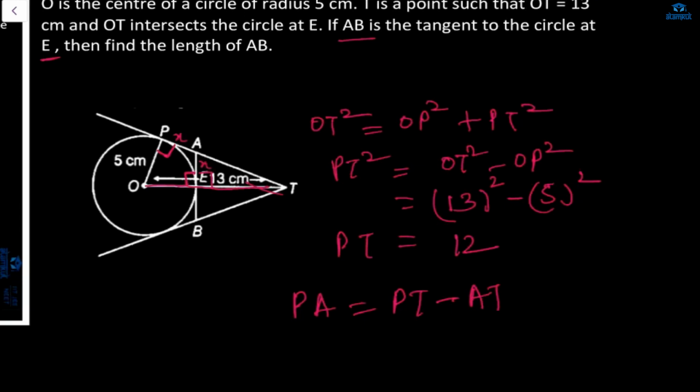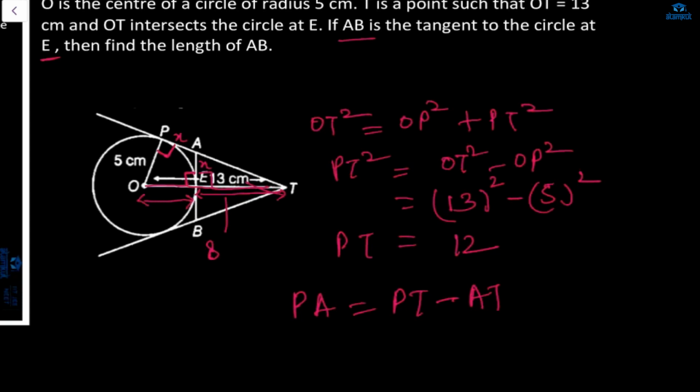From here you can get this value. This will be 13 minus 5. So it will give you 8. How 13 minus 5? This will be the radius, Satya. So it will be 13 minus 5, and this will give you 8.